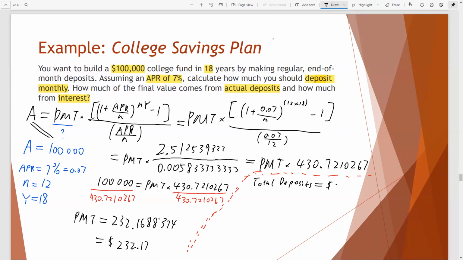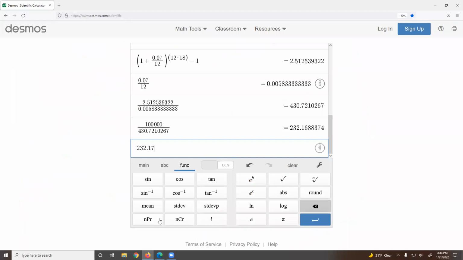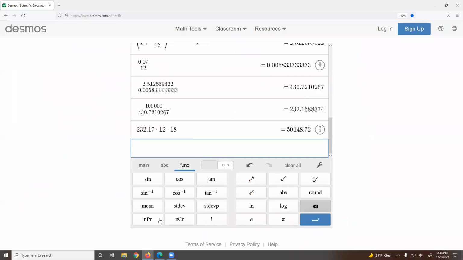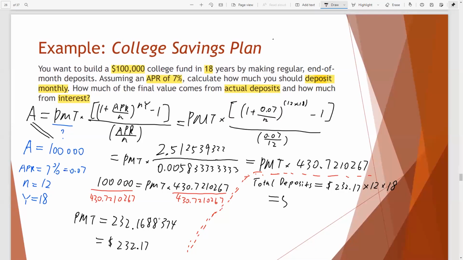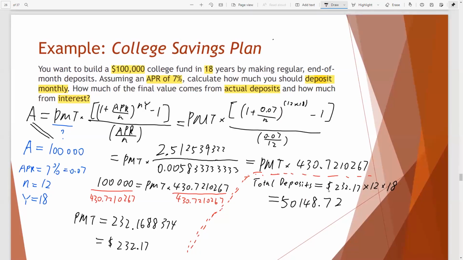Your monthly payments we see from last time, I mean, last question. 12 payments you make for 18 years. That is 12 payments, 18 years. That's $50,148 and 72 cents.